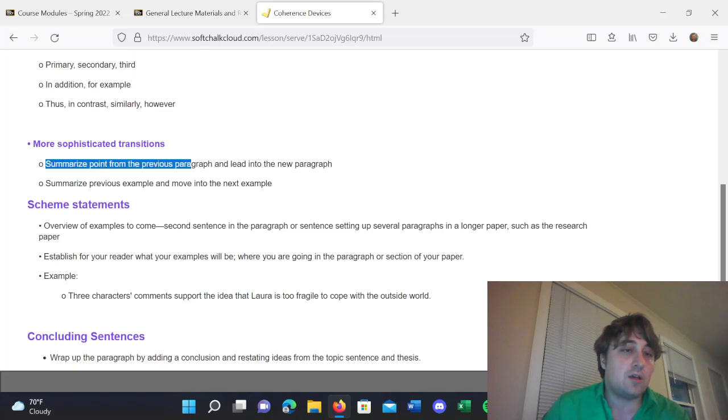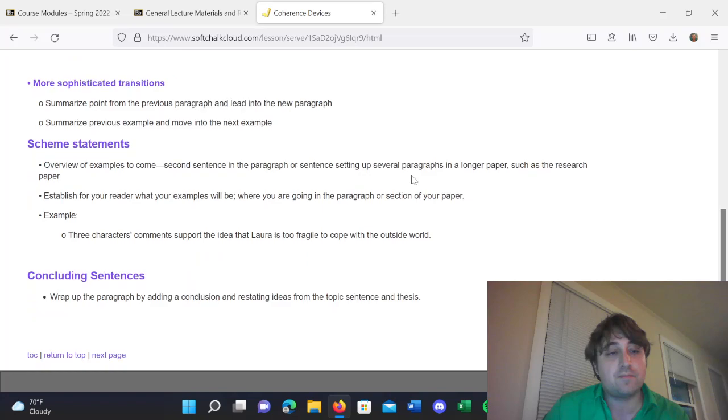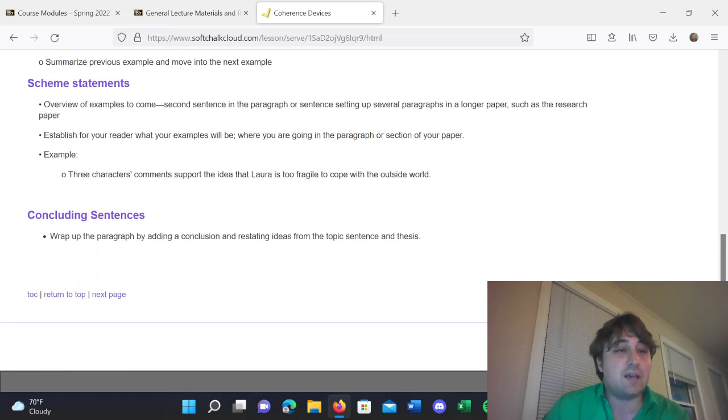These are examples of how you might make a sophisticated transition. So you could summarize a point from a previous paragraph, which leads to a new paragraph, or summarize a previous example and move to the next. You could also have scheme statements, so that would be overviews of examples, roadmaps, summaries. It would establish for your reader what examples will be.